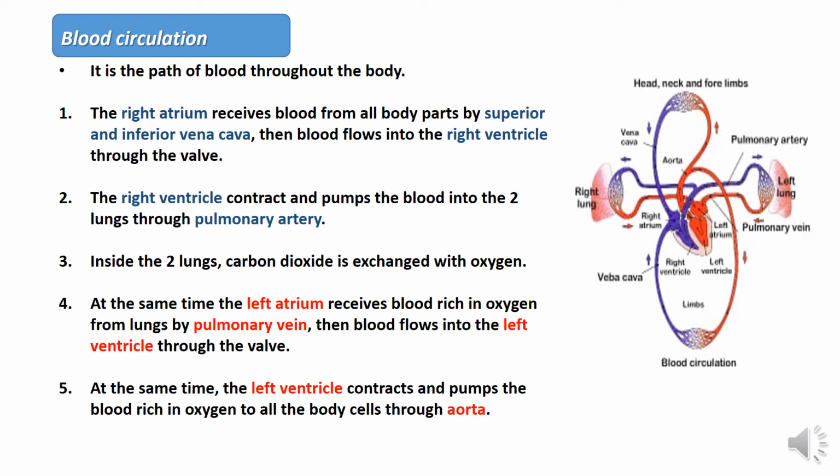Number 3, inside the two lungs, carbon dioxide is exchanged with oxygen. Number 4, at the same time, the left atrium receives blood rich in oxygen from the lungs by the pulmonary vein. Then blood flows into the left ventricle through the valve. Number 5, at the same time, the left ventricle contracts and pumps the blood rich in oxygen to all the body cells through the aorta.